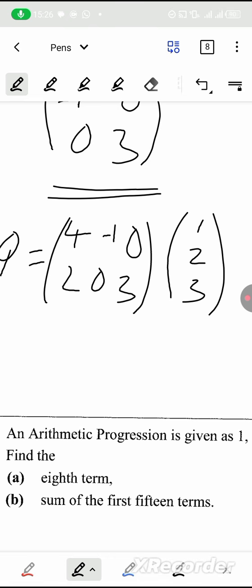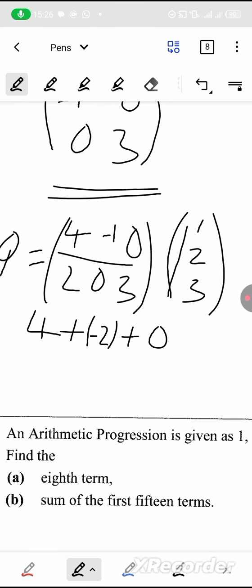We are saying 4 times 1, the answer will give us 4. Then plus, negative 1 times 2, the answer will be negative 2. Then 0 times 3, the answer will be plus 0. So we are done with the first row and this column.